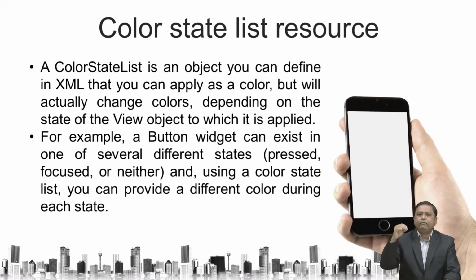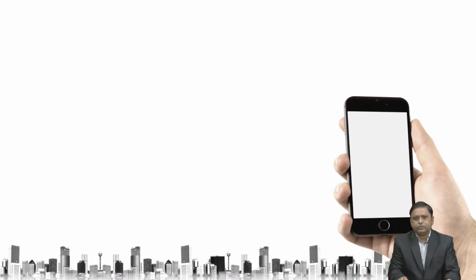For example, when the button is clicked, you want to show a different color. When you move your mouse pointer to the button, you want to show a different color, and in the normal case, you want to show some other color. So, this kind of functionality we can implement using the color state list resource.